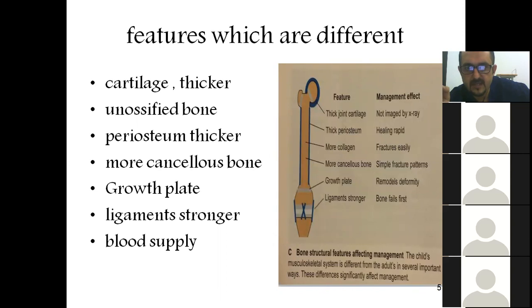They have thick cartilage, so it cannot be imaged on X-ray. They have a thick periosteum, so it heals rapidly. If someone asks you which part of the periosteum is thick, it is the cambium layer of the periosteum which is thick. They have more collagen, they have more cancellous bone, so simple fractures happen, and they have the growth plate which remodels. And ligaments are stronger, so the bone fails first.